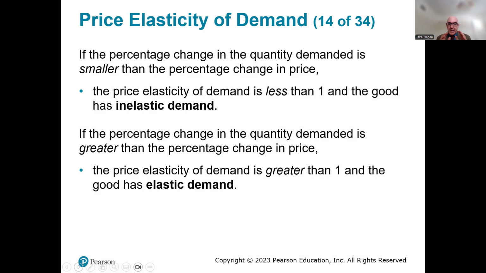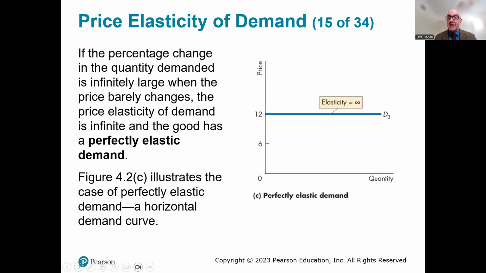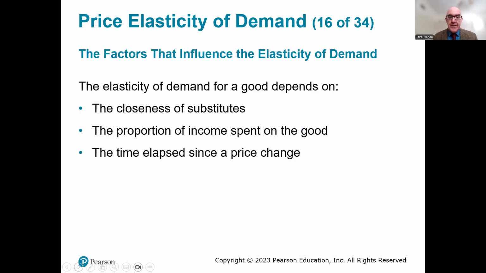Basically, if the price elasticity is less than one, the good has an inelastic demand. If the percentage change in the quantity demanded is greater than the percentage change in price, the price elasticity of demand is greater than one, and the good has elastic demand. And the extreme case of elastic demand is a perfectly elastic demand, where the elasticity is infinite. If there's a tiny change in price, you'll either gain all the business or lose all the business. These are what is called a perfectly elastic product.